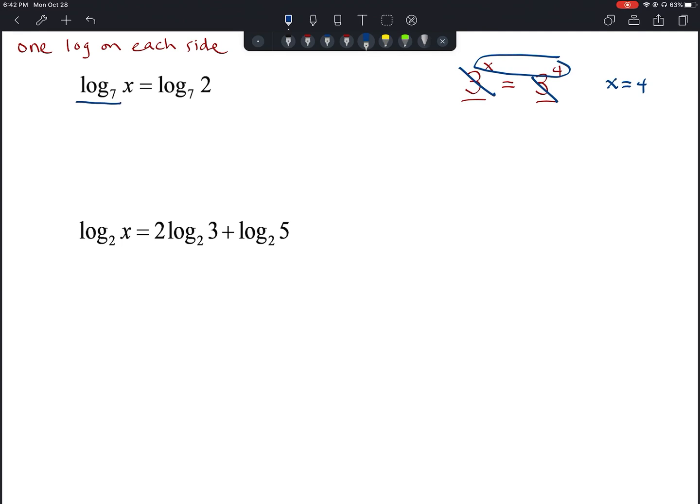If we have log base 7 of x and log base 7 of 2, well, in order for this to be true, this number has to be the same as that number right there. So we can drop our logs, and we get x is equal to 2.